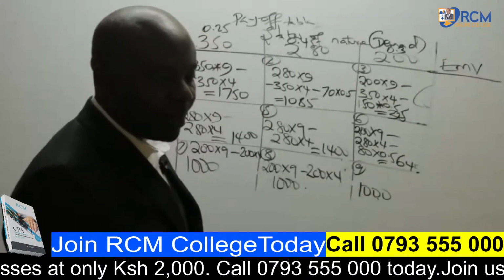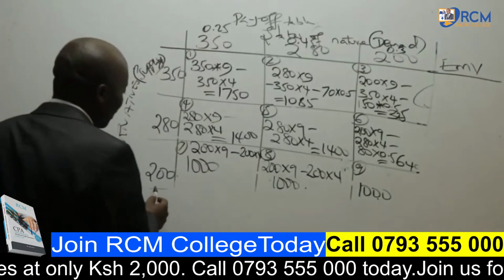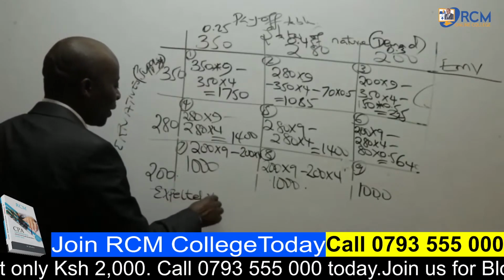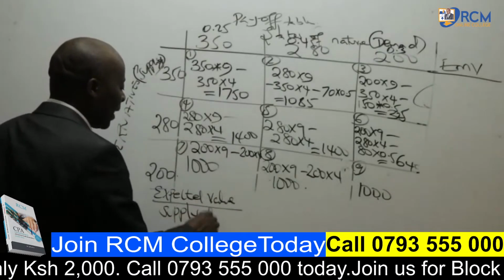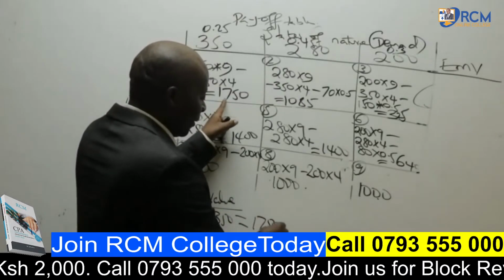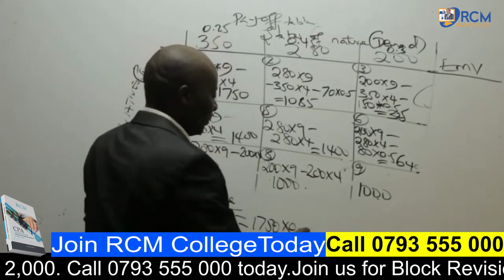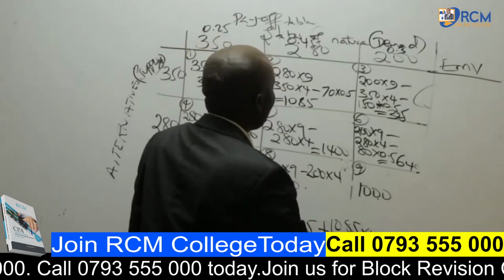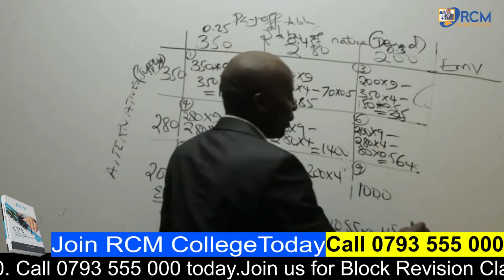So then, ladies and gentlemen, I will be able to come here and ascertain the expected values for supply of 350. How much will I be expecting? I have this 1750, but it's not going to come that easily. It has a probability. So 1750 times 0.25, plus 1085 times 0.45, plus the last one, which is 325 times 0.3.